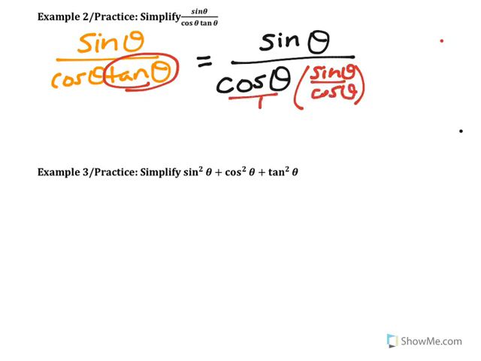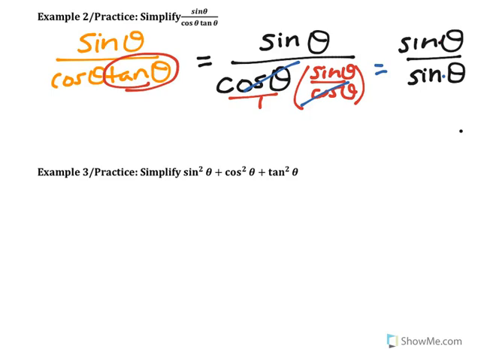Cosine is over 1. What happens when we have the same thing on top and bottom? We have a cosine here and a cosine there. They cancel. So this whole time I'm just going to carry along the top, so I just have sine of theta on top, and on the bottom I'm just left with sine of theta over 1, which is just sine of theta. Now again, what does this simplify to?